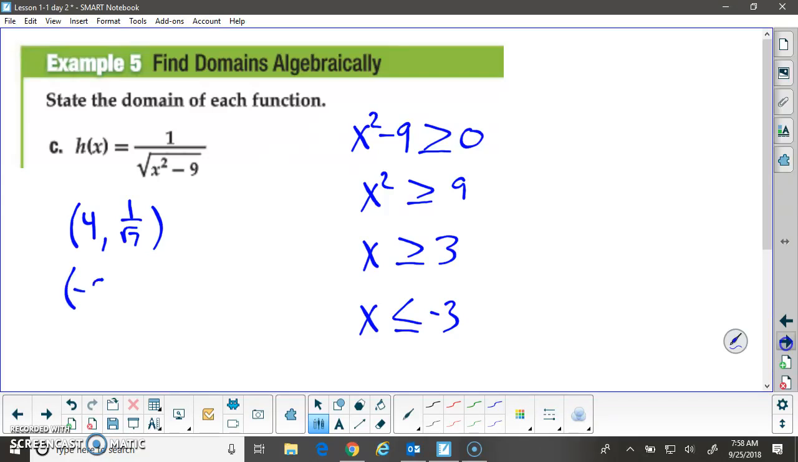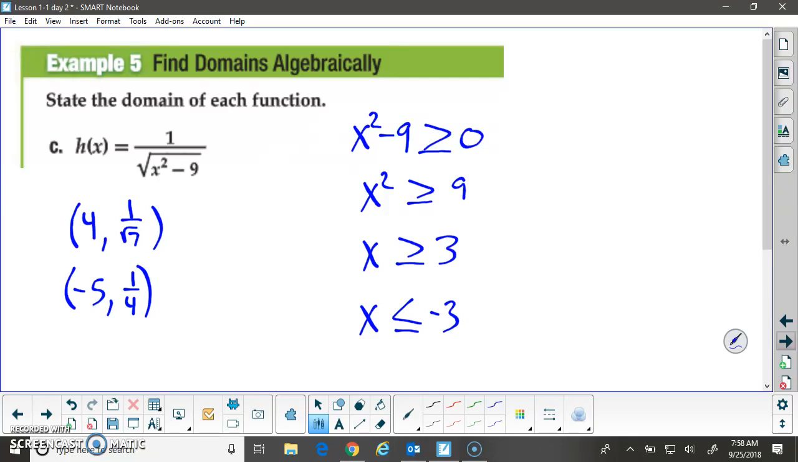In the same way, if I put in a number smaller than negative 3, like negative 5, that would give us 25 minus 9, which is 16. The square root of 16 is 4, so I would get 1/4. So I can put in numbers larger than or equal to 3, or less than or equal to negative 3.